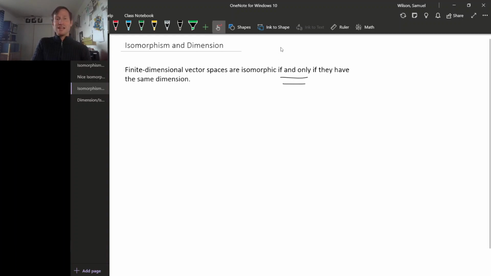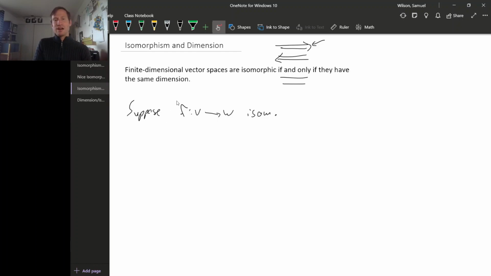We have to show that if they're isomorphic, then they have the same dimension, and we have to show that if they have the same dimension, then they're isomorphic. So the first one of these is actually pretty straightforward. So let's suppose that we have an isomorphism between two vector spaces. Okay, we have to show that they have the same dimension.